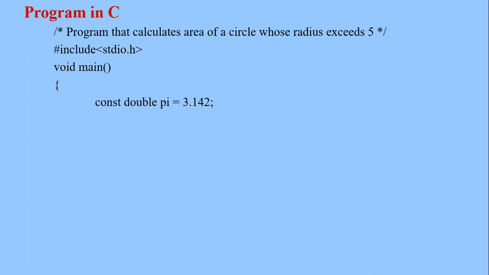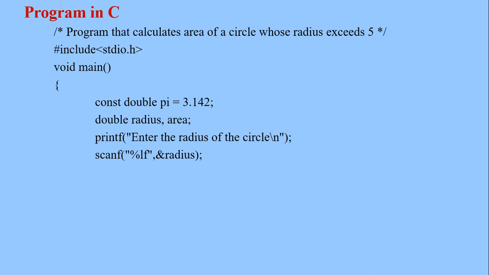Then our declaration and initialization statement for pi. And then we declare 2 memory locations, one called area, the other called radius, of type double. Then we display the message on the screen, enter the radius of the circle, and we drop 1 line. Then read what has been entered by the user, the value entered, which is of type double. Read that value and store it in the memory location called radius.